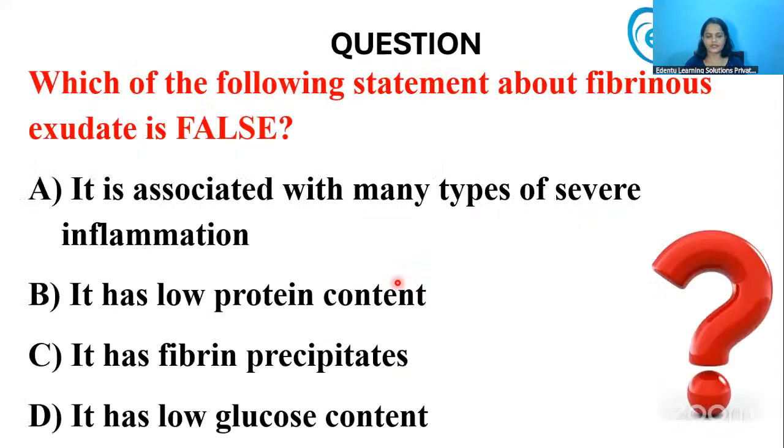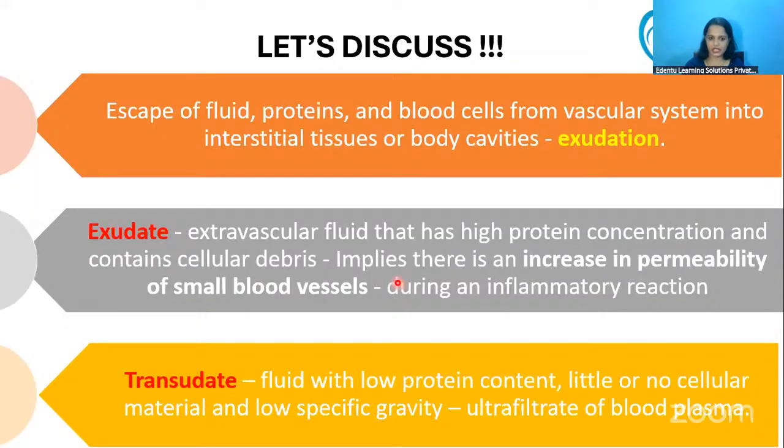Okay, remember that. Now the next question: which of the following statements about fibrinous exudate is false? It is associated with many types of severe inflammation, it has low protein content, it has fibrin precipitates, and it has low glucose content. Okay, for that, you should know what is meant by exudation, what is meant by exudate and transudate, and what the types of exudation are. We'll discuss all those related to that.